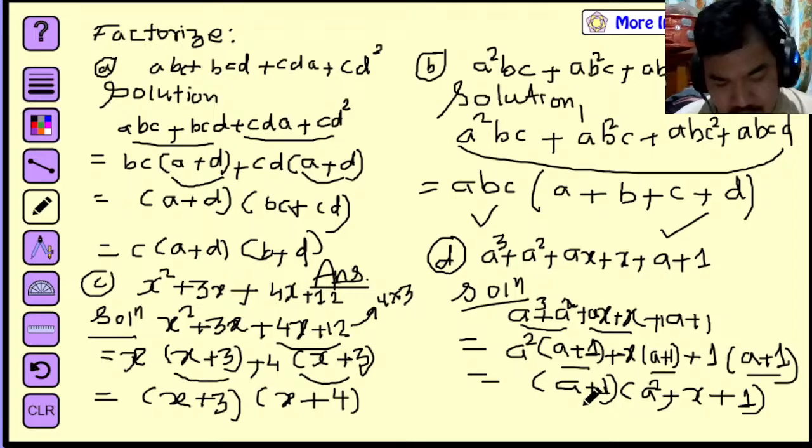Like this we solve this type of factorization.